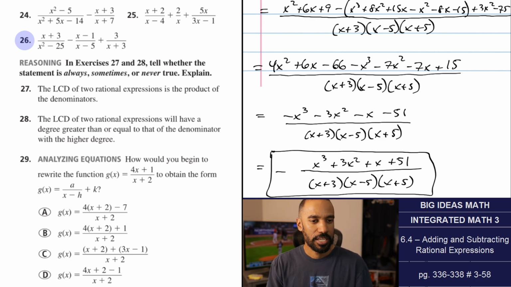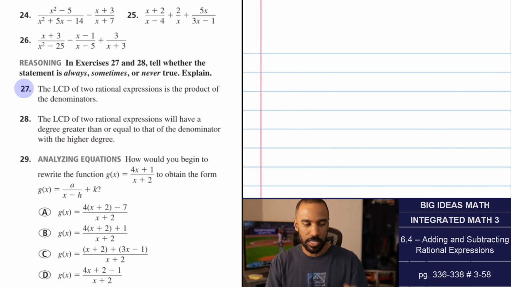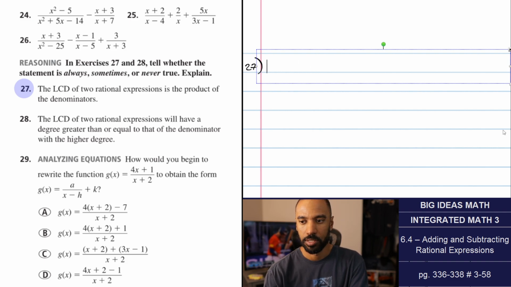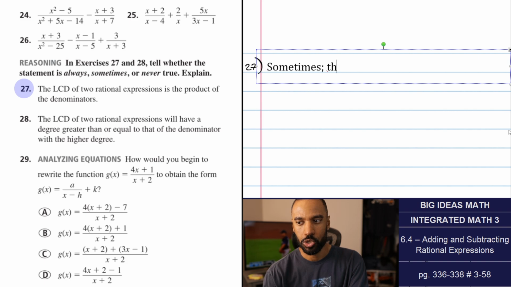All right. In exercises 27 and 28, tell whether the statement is always, sometimes, or never true and explain. On number 27, it says the least common denominator of two rational expressions is the product of the denominators. And sometimes, we just saw a bunch of instances where that's not necessarily true. If one shares a common factor with the other, then it's something smaller. Sometimes, when they have no common factors, this is true.